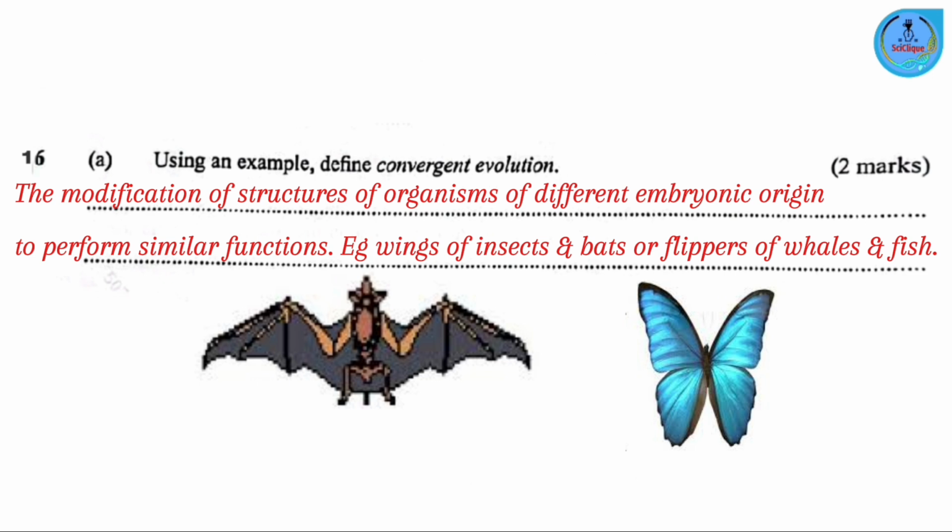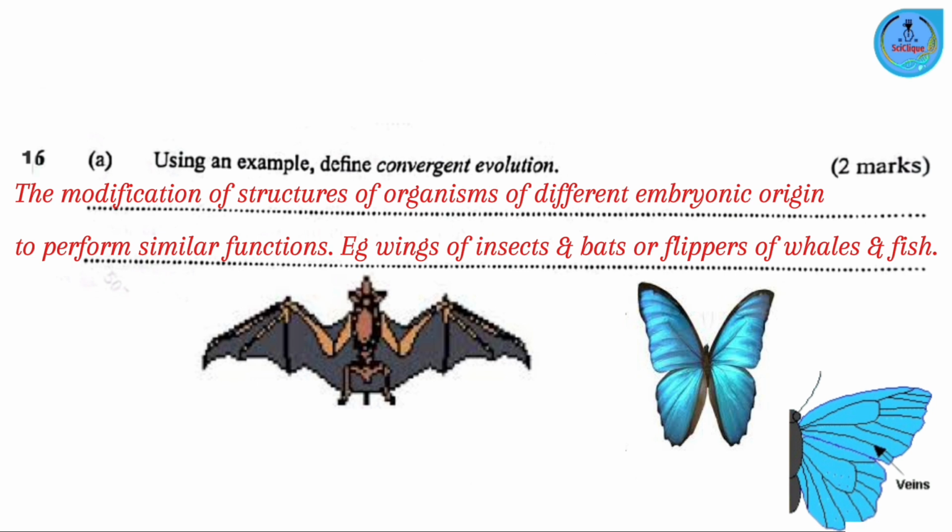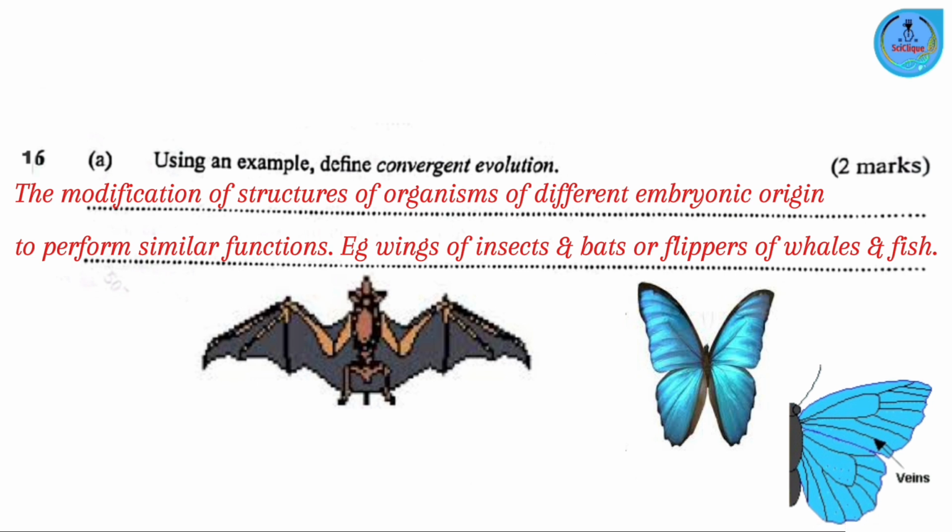So you're going to have structures present in these two organisms that perform the same function, but the structures are different. The way they are composed or the way they are made up are different from one another, because at the end of the day, these two animals are not related to one another. Now, let me explain this in detail. So in the case of insects, you're going to have the wings extending from the exoskeleton. The tough outer covering that is present in insects. And these wings are going to be composed of cuticle.